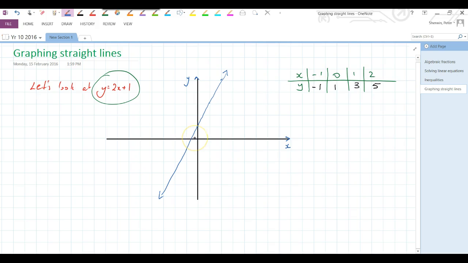So there's our line, and I drew it just by going and looking at some points that satisfied this equation. When I say satisfied, I mean that work. When x is 2, y is 5, that works. Let's find a point that's not on the line.